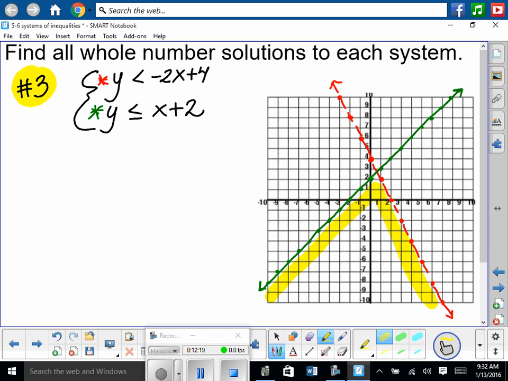That's where this works. So now understand something. What you're showing here is the solution. Every single x, y value that falls in this section is an answer for this inequality. Any solution you pick will work in x comma y for both equations.